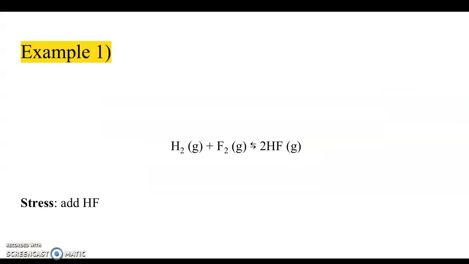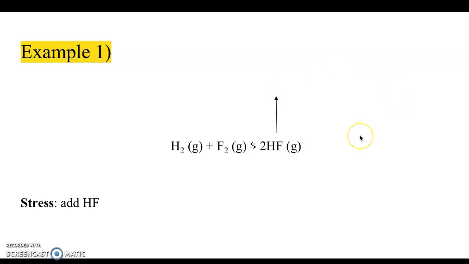Here's our first example. So we have hydrogen gas plus fluorine gas making hydrogen fluoride gas. In this case, we're going to change the concentration. So our stress is we're going to add hydrogen fluoride to the system. When something is added to the system, the equilibrium is going to shift in order to return back to as close to the original state as it can get.